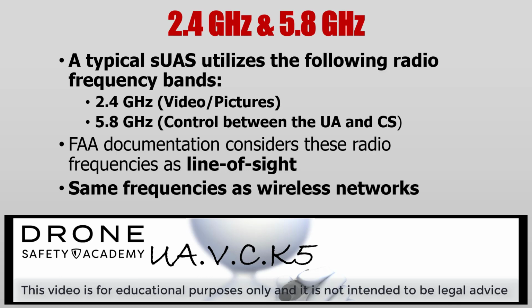A typical SUAS uses the following radio frequency bands: 2.4 GHz for video and pictures, 5.8 GHz is the control between the UA and the control station. It's important to note that the FAA documentation considers these radio frequencies as line of sight. Keep in mind, these are the same frequencies used in wireless networks.